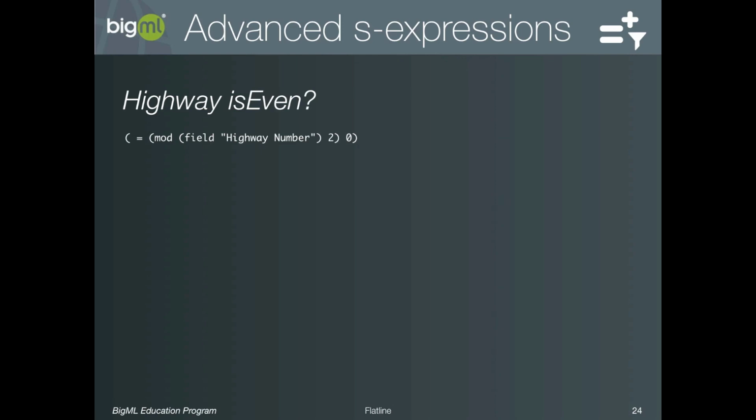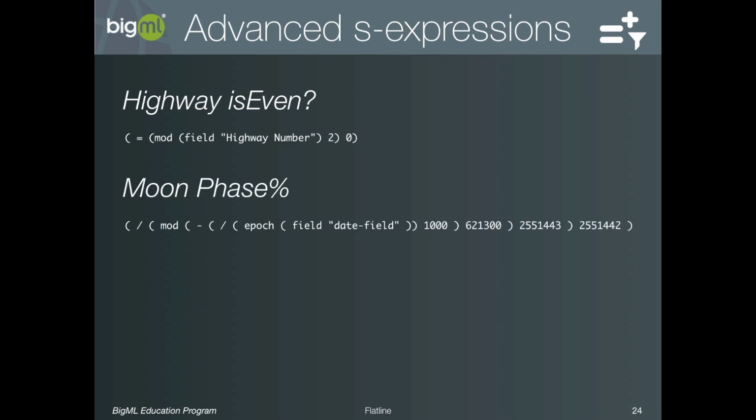Flatline can transform date times as well. Here's an expression which transforms a timestamp into the phase of the moon as a percentage of the lunar cycle. 0% means the moon is new, 25% is the first quarter, 50% is full, 75% is third quarter, and 100% is a new moon again.